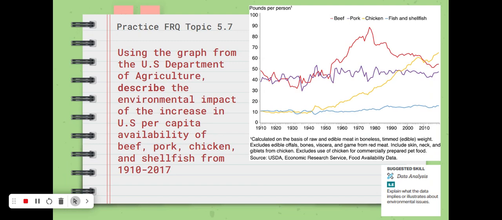So here's a little practice FRQ. Remember, I recommend writing down your answer to your FRQ in your note packet as well as on the Edpuzzle. In this practice FRQ, it asks you to use the graph from the U.S. Department of Agriculture. Describe the environmental impact of the increase in U.S. per capita, remember that means per person, availability of beef, pork, chicken, and shellfish from the years 1910 to about 2017.